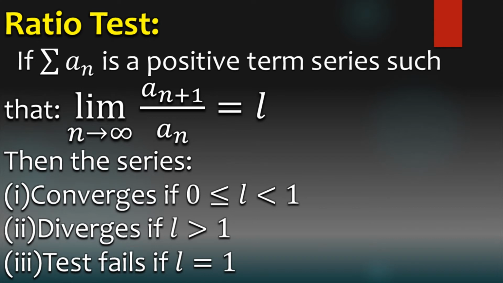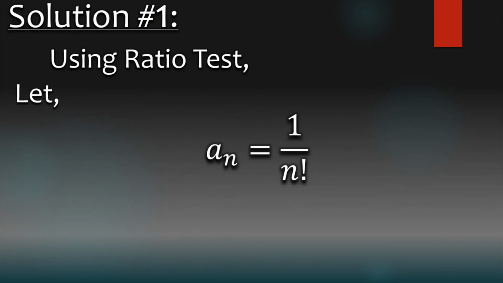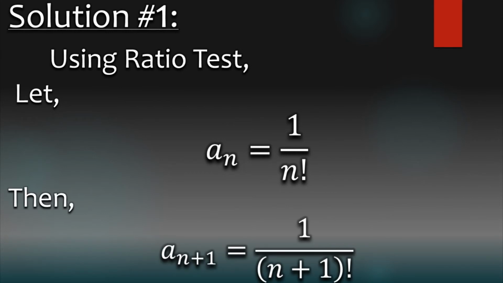So whenever we apply ratio test on a series having factorial, taking the ratio of an plus 1 and an helps us eliminate most of the terms of the factorial, making it easier for us to find the limit. Now let an equal 1 by n factorial, which is our given series. Then an plus 1 is equal to 1 by n plus 1 factorial.